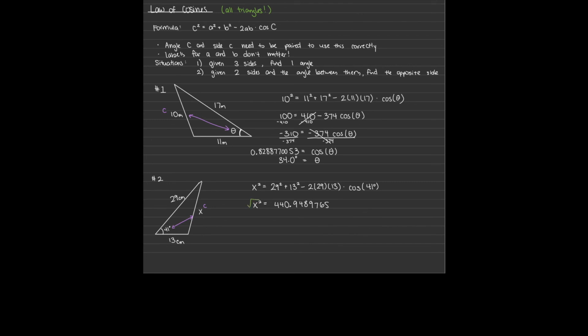Something we haven't done in a while. We'll take the square root of both sides. And on the left, the square root and the square will cancel out. And what I'm left with is 21.0 centimeters.